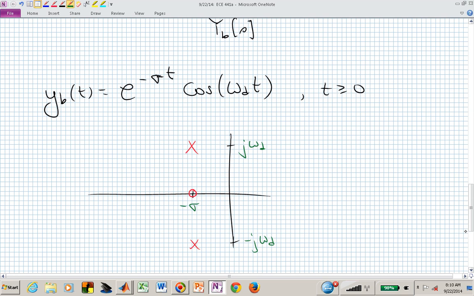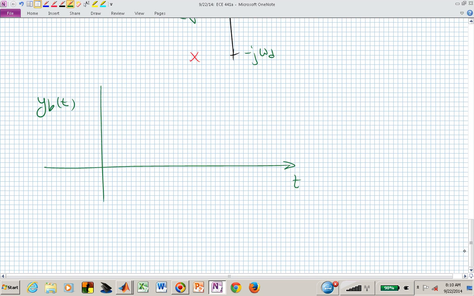what would that look like? At 0, what value do you have? You have two parts, an exponential damping part and an oscillating part. At 0, cosine of 0 is 1. E to the 0, 1. So we're actually, in this case, starting at 1.